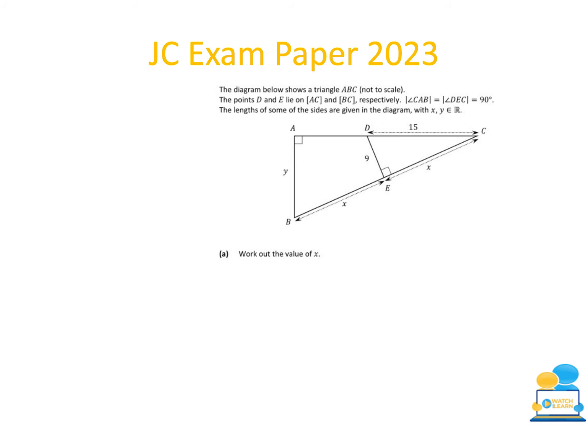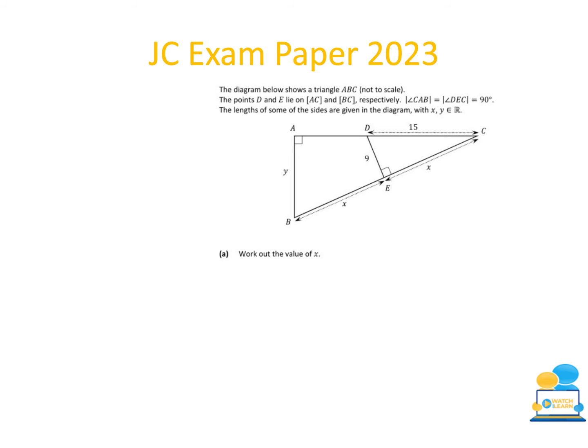Our next trigonometry question from this paper tells us that the diagram below shows a triangle ABC. The points D and E lie on the line segments AC and BC respectively, and the angle CAB is equal to the angle DEC, which are both 90 degrees or right angles. The lengths of some of the sides are given in the diagram. Work out the value of x.